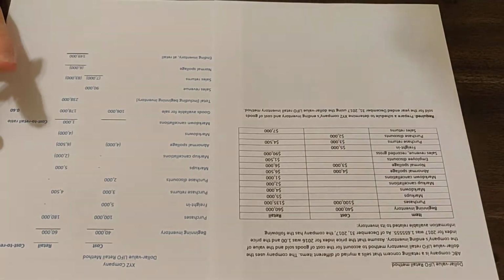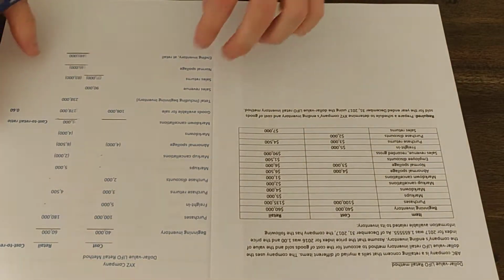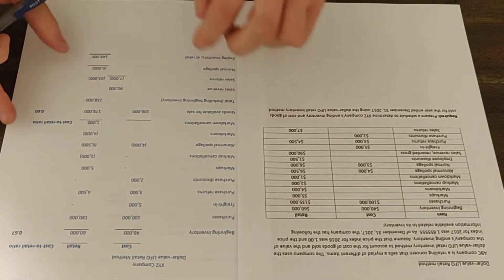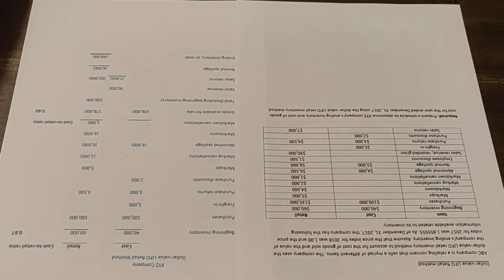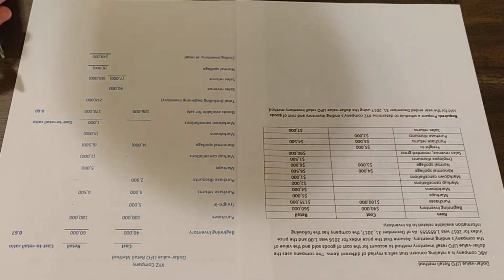Now let's look at the dollar value LIFO retail method, and then we will be done with this topic. Let's make sure that we have everything on the same page here. This is going to be very quick because this is a very similar problem as before.